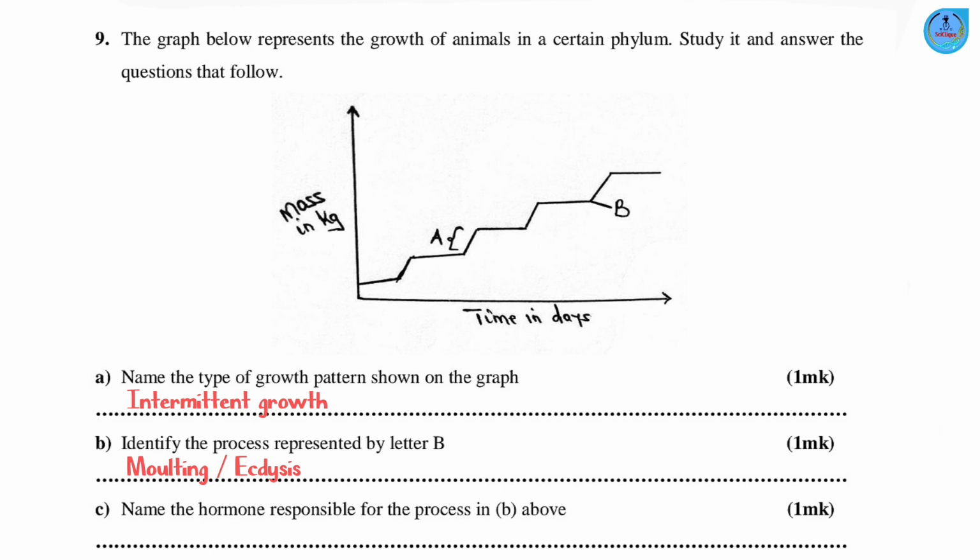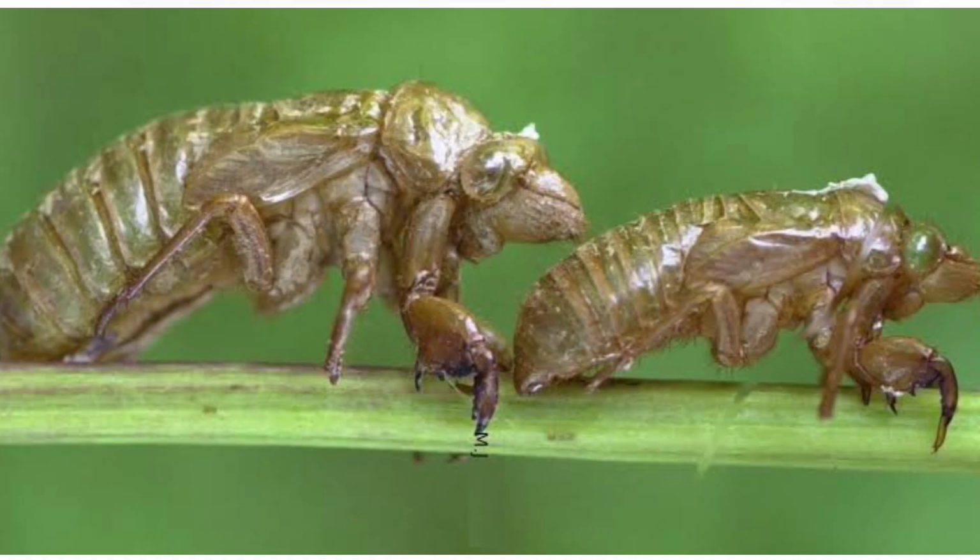Part C. Name the hormone responsible for the process in B above. The hormone is known as ecdysone. This, of course, derives its name from ecdysis, from the process of molting. Okay, now let me discuss this, right? So, intermittent growth is a type of growth that is seen in arthropods, insects, crustaceans, and so on.